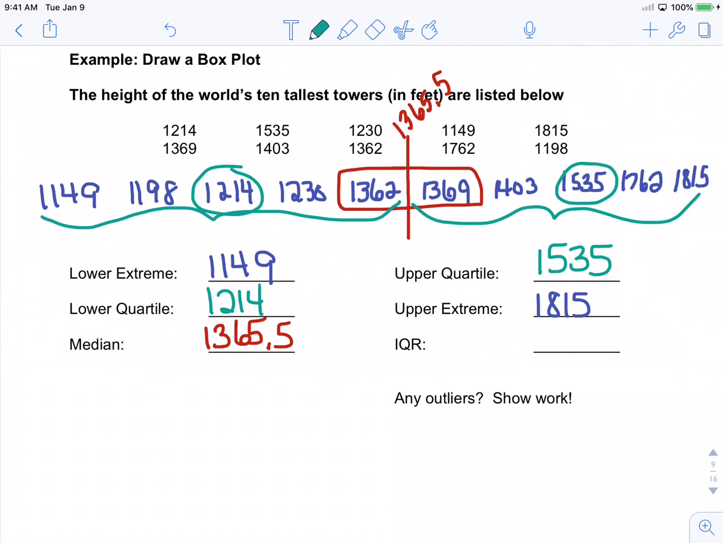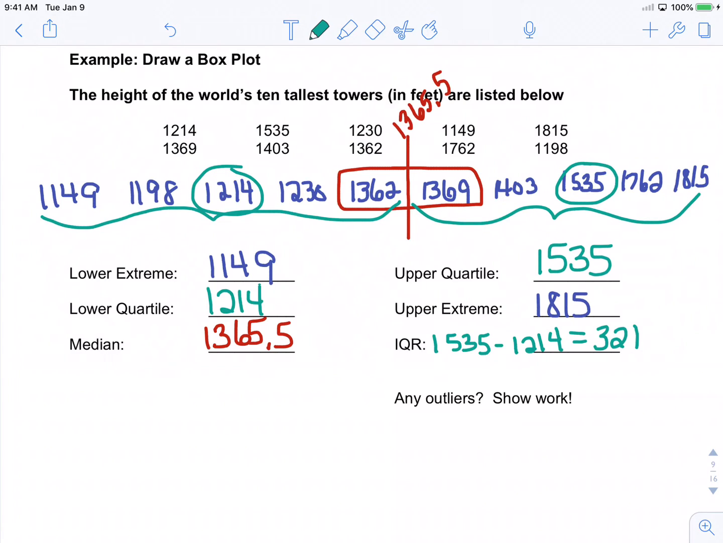The IQR, we said that was the interquartile range. So if you take your quartiles, 1535 and 1214, remember a range is finding the spread of the numbers. So you're subtracting those two numbers. And that gives us the interquartile range. That spread of numbers would be 321. So when we make this box, from the first part of the box to the end of the box, that spread should be 321, the distance between the two.